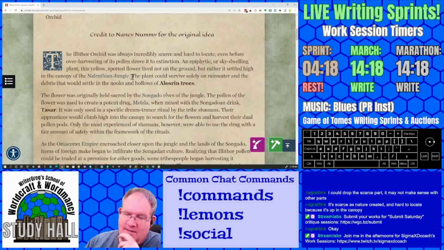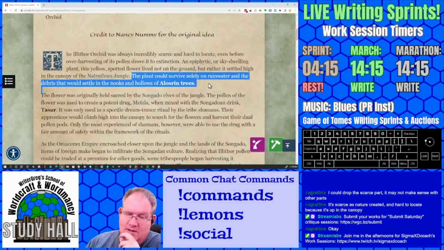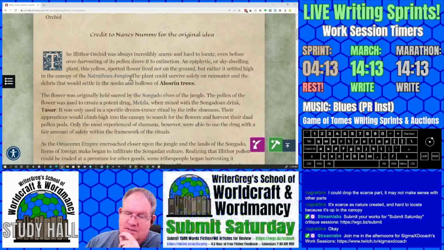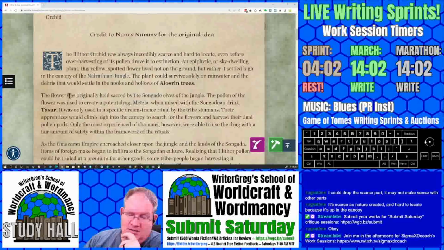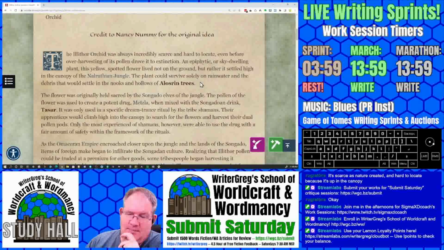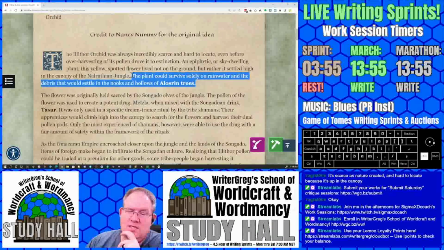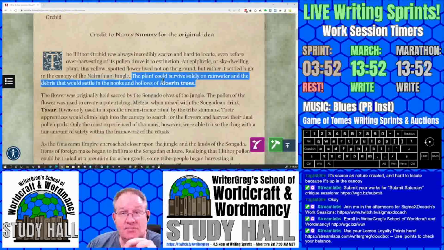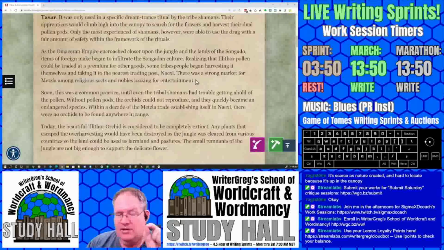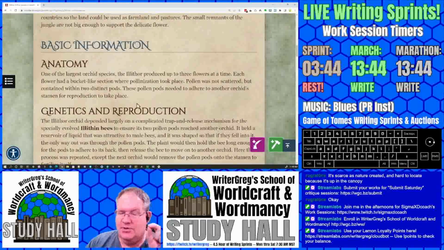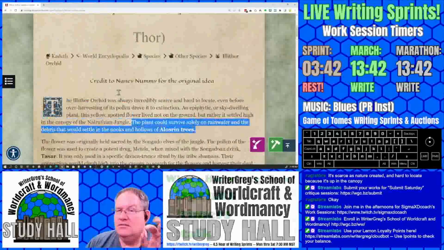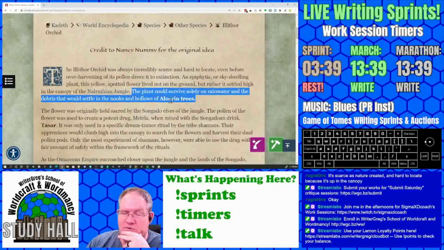And then the fact that you have here, the plant could survive solely on rainwater and the debris that would settle in the nooks and hollows of these trees. I would tooltip that if possible, or if you have another article. If you don't, just leave it as is. Okay. But you may want to save this concept, that it could survive on rainwater, over to something on genetics and reproduction or anatomy. That may be something that you could move later on.